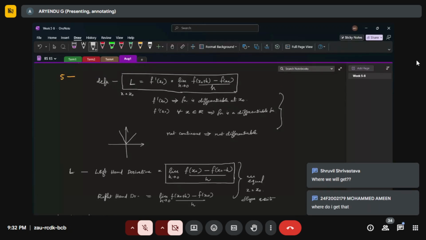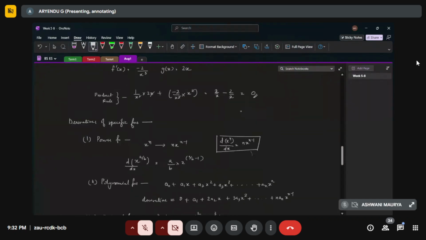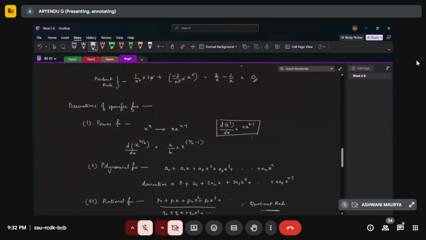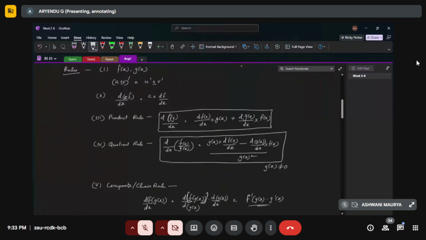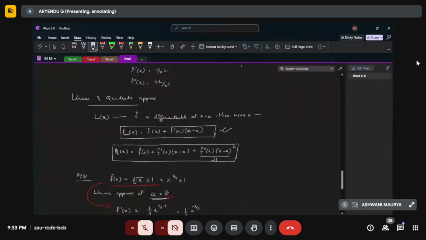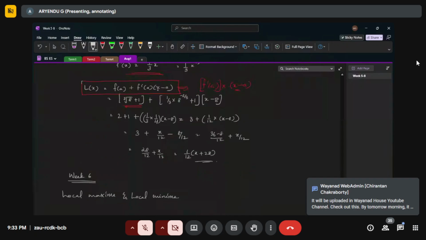You may be asked, if a particular function is differentiable, will it be continuous? Such statements you can be asked. So it is necessary to have a clear idea about that. And then you also have to focus on the rules like the power function rule, the chain rule, the quotient rule, the product rule, all that we have to be very clear with. And then the linear and quadratic approximation rules also. That is also something which is likely to be asked as such in the quiz.